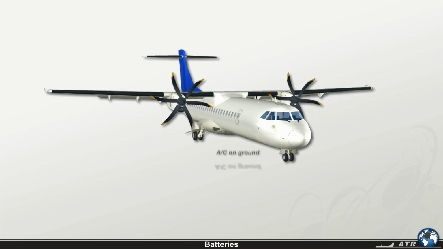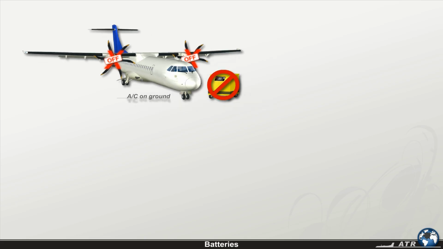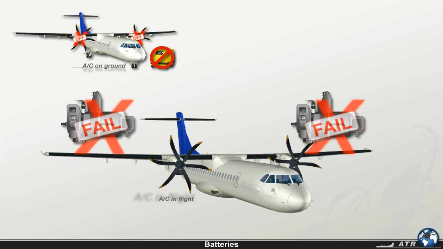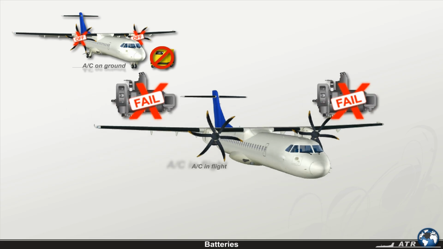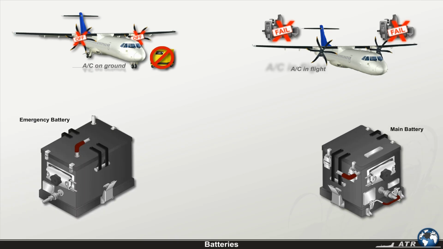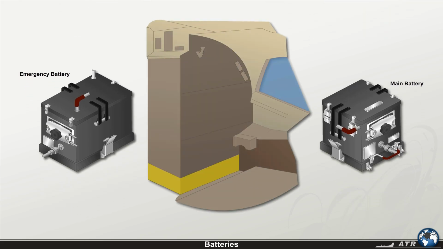If the aircraft is on ground with no engine running and no ground external power unit available, or the aircraft is in flight and both DC generators are lost, 24-volt DC is provided by two NiCad batteries. You'll find them in the base of the electronic rack. The two batteries differ in the following properties and functions.